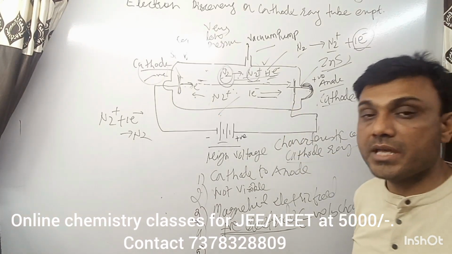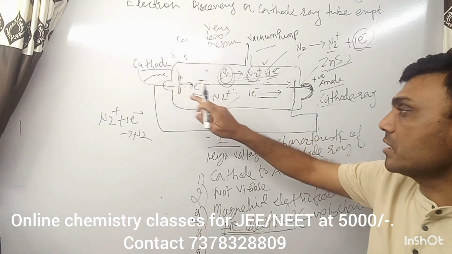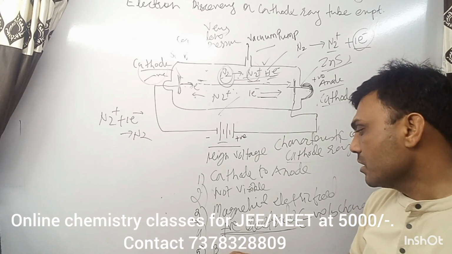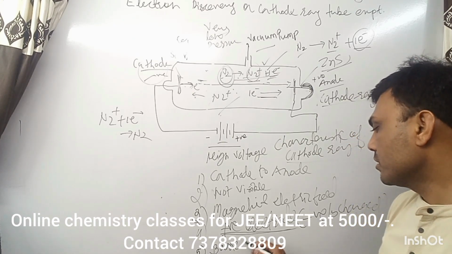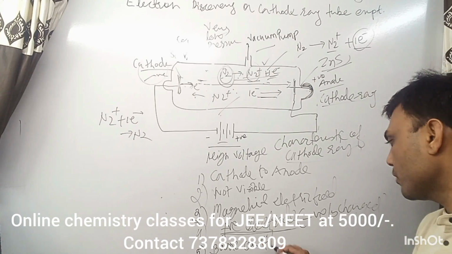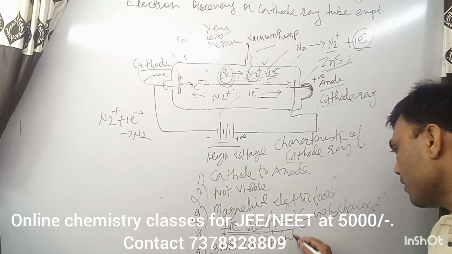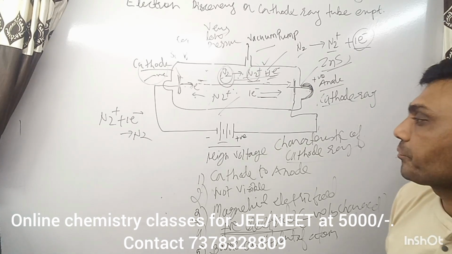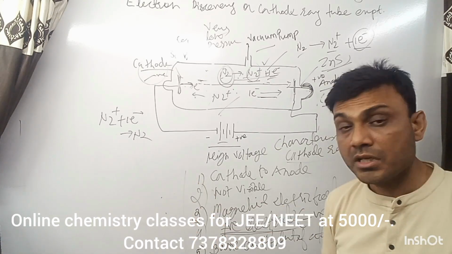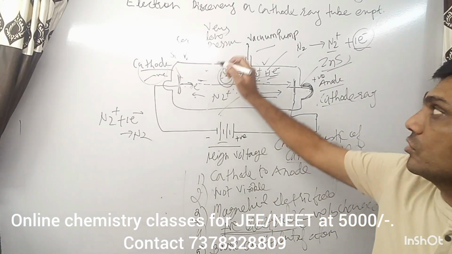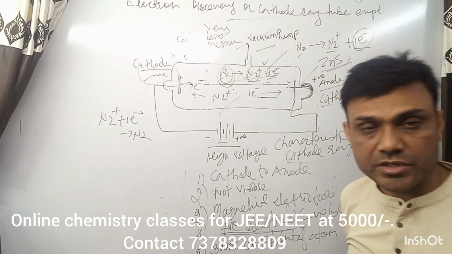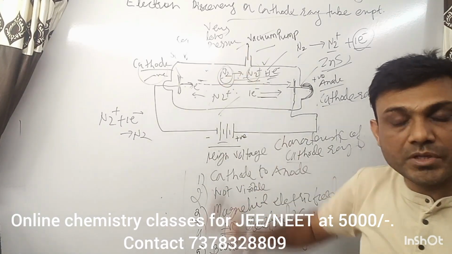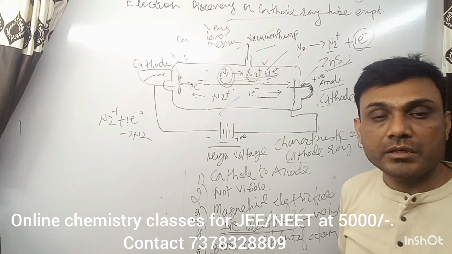It is independent of the metal used in the electrode. We can establish that the electron, that is the cathode ray, is a basic constituent of all atoms. So fifth is basic constituent of the atom. These 5 characteristics of the cathode ray tube experiment are very important, where we have established the nature of the cathode ray and its characteristics.